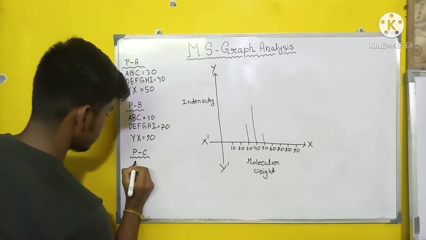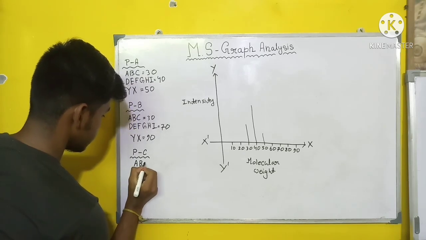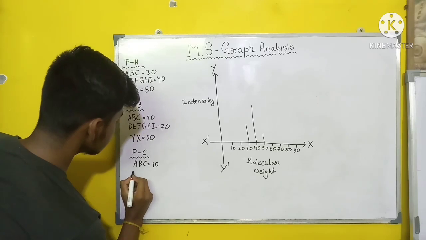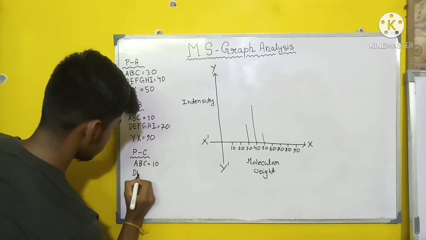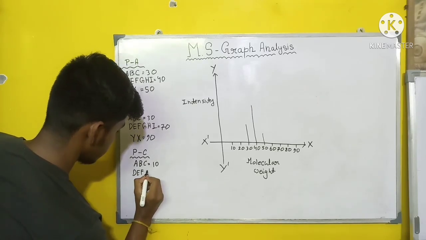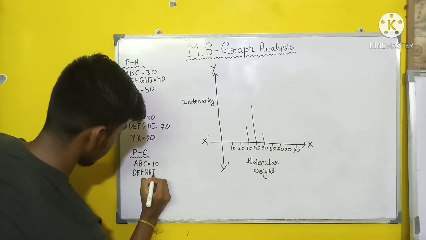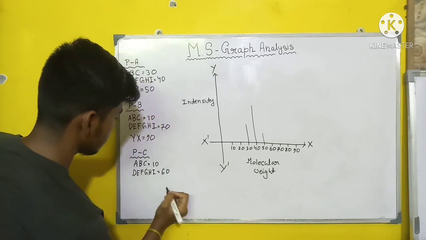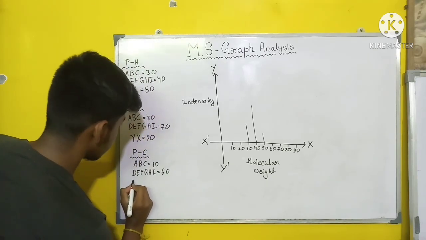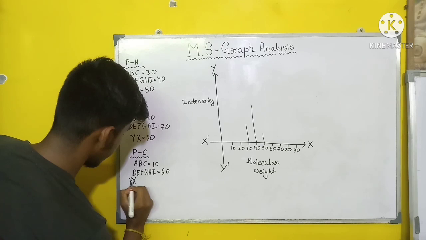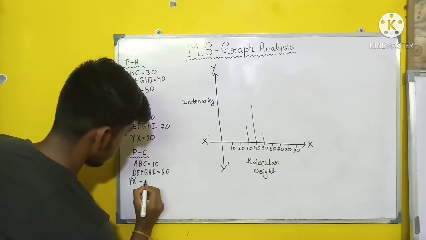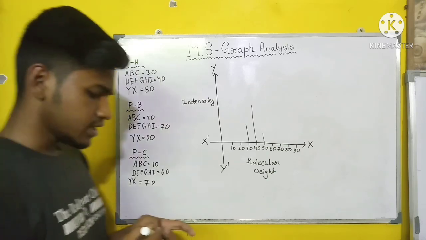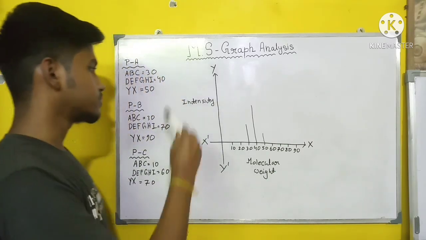Protein C: A, B, C is actually 10, and also D, E, F, G, H, I is actually 60, and X and Y is actually 70. And your teacher asks you to solve this question.